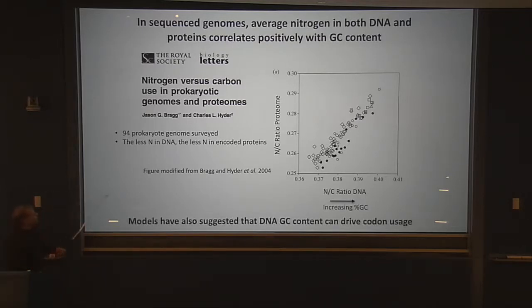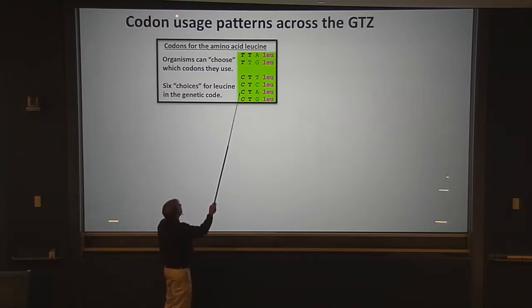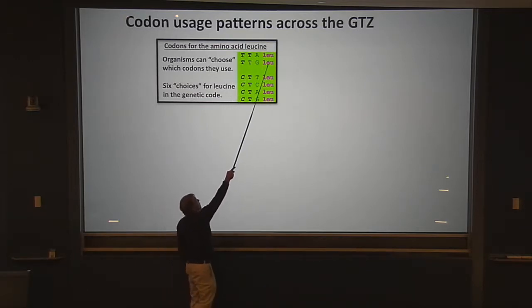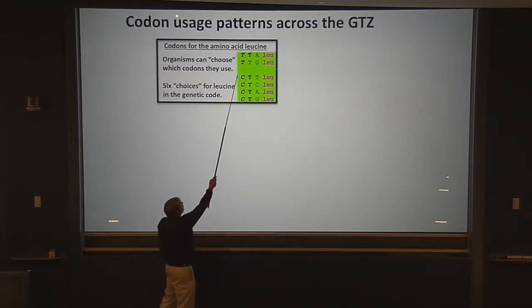The other thing I'll mention is that models have also suggested that the GC content in DNA can drive codon usage, or the types of codons and amino acids that you might use, and I'll explain that a little further in a second. So what do I mean by codon usage? There's redundancy in the genetic code. The genetic code is triplet, and these triplet nucleotides code for an amino acid. This is all the same amino acid, leucine, but you can have different triplets that code for it.